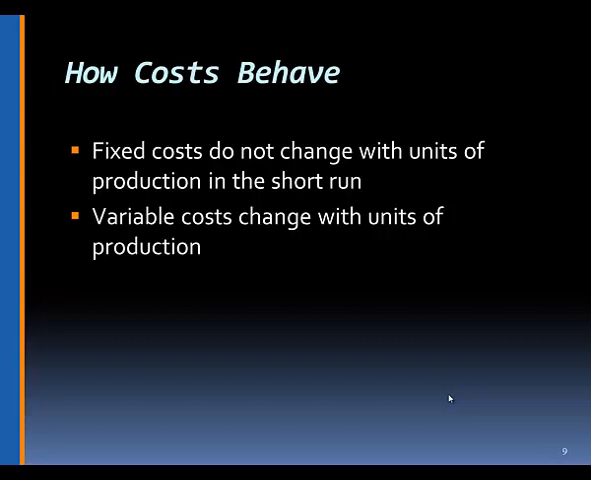Let's talk about the term short run. For sake of our work in this course, we consider the short run to be the current operating cycle, which would be the current year, a 12-month period. Variable costs change with the units of production. If you don't produce any product or deliver any service, you do not have any variable cost. Direct material and direct labor are very good examples of variable cost. If you don't make a product, you don't have direct labor. If you don't make a product, you don't have direct material.